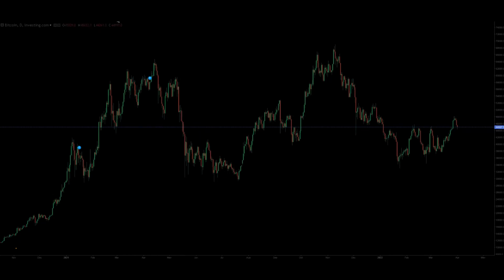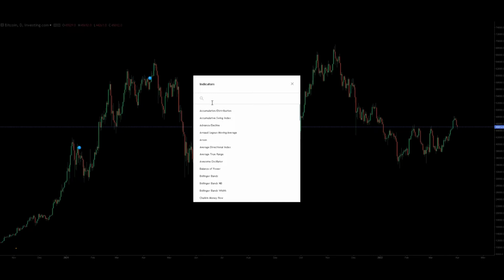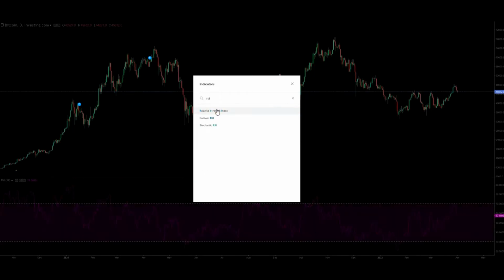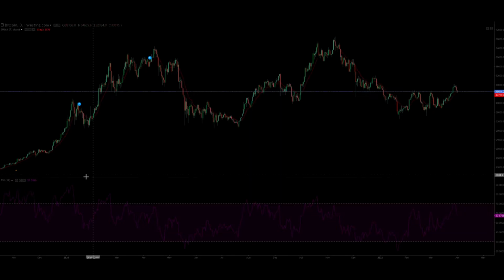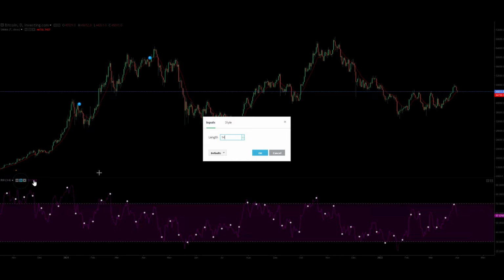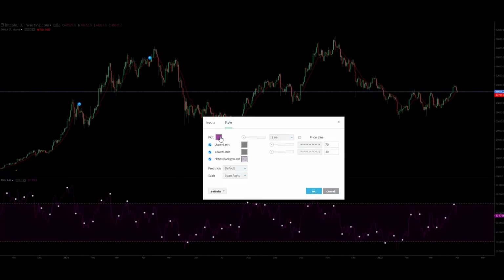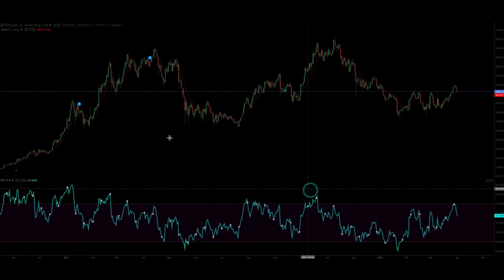For example, we will start with RSI, and the next one I would like to put is the smooth moving average. Now let me just change the color a bit so it's visible. I will just go here and maybe make a nice color so you can see what is happening. Same I will do with the smooth moving average.